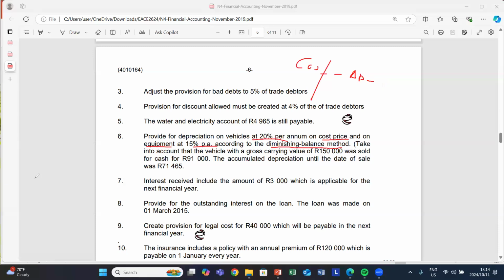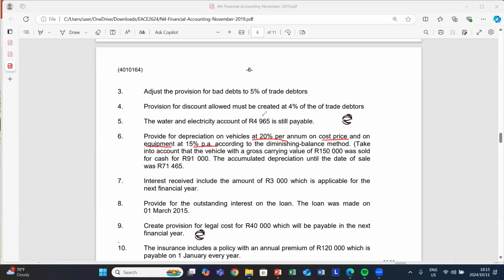Depreciation. So let's proceed. They say, in brackets there, take into account that the vehicle with a gross carrying value of 150,000 rand, gross carrying value basically is a cost price, was sold for 91,000 rand. The cost price of that vehicle was 150,000 rand.